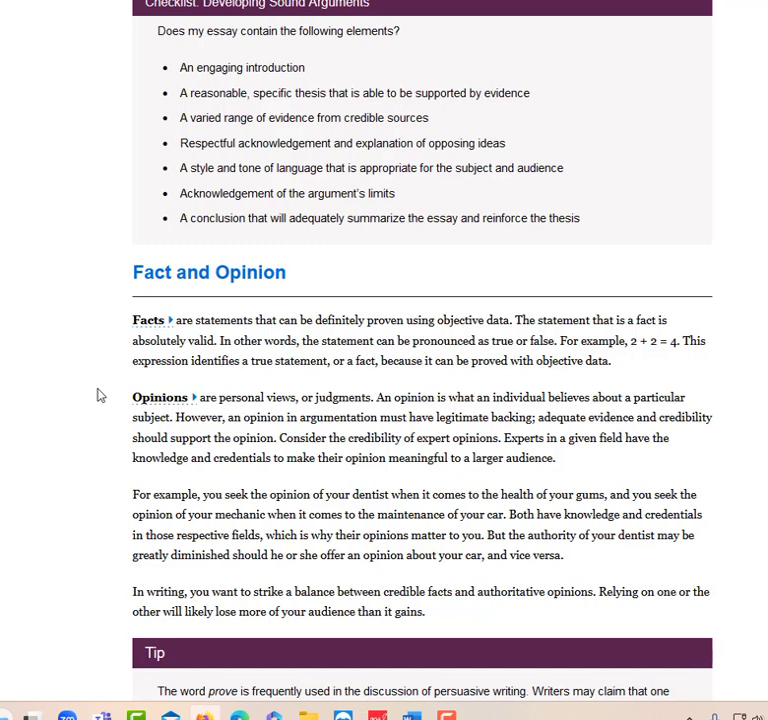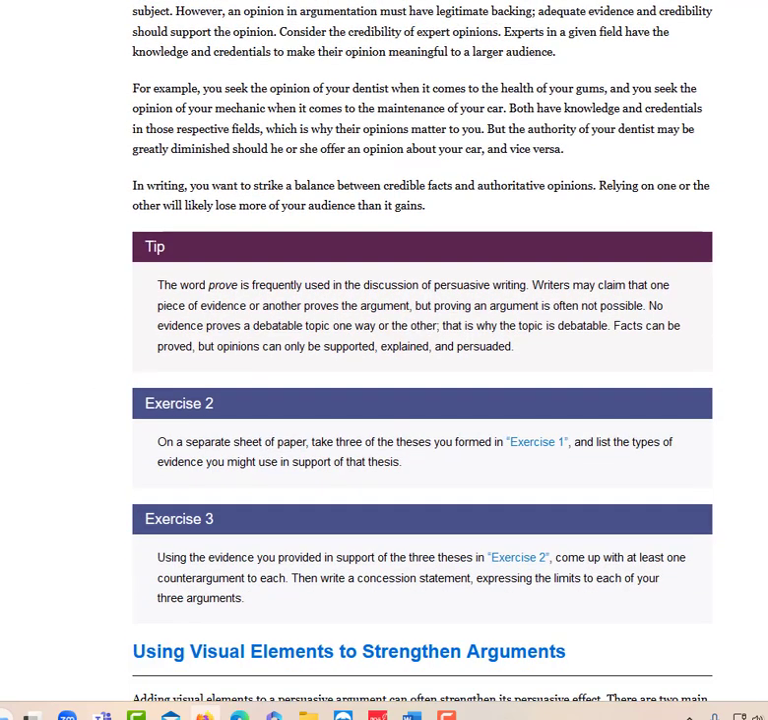But the authority of your dentist may be greatly diminished should he offer an opinion about your car. In writing, you want to strike a balance between credible facts and authoritative opinions. Relying on one or the other will likely lose more of your audience than it gains.